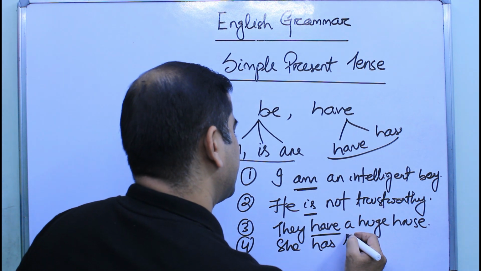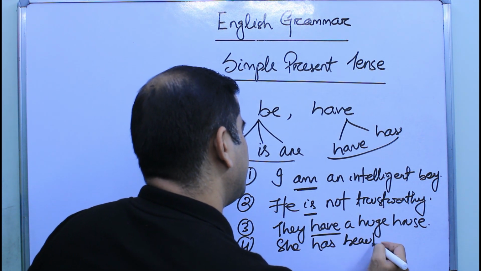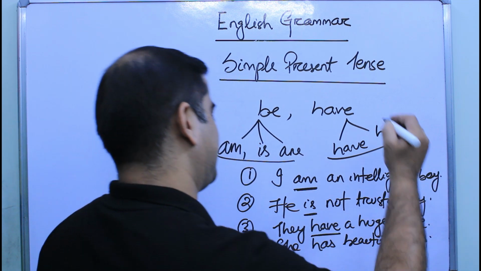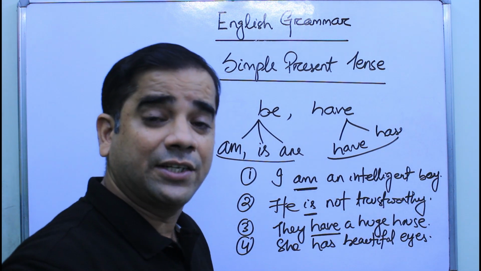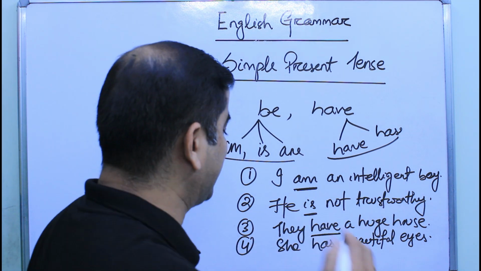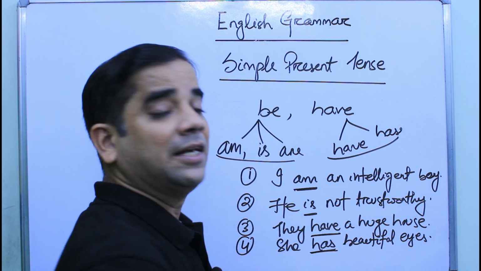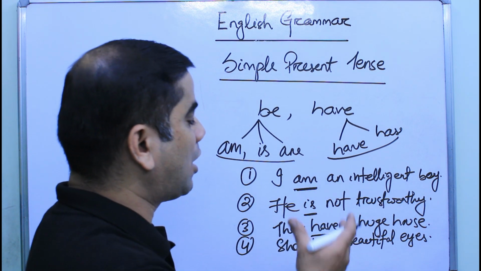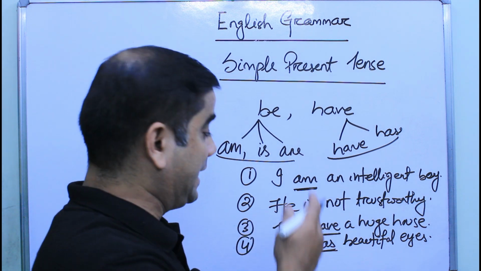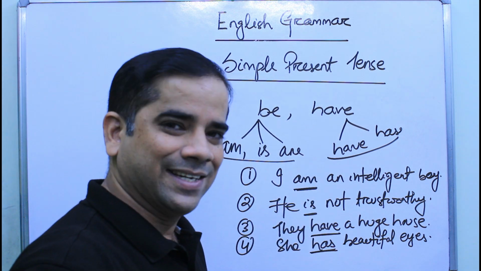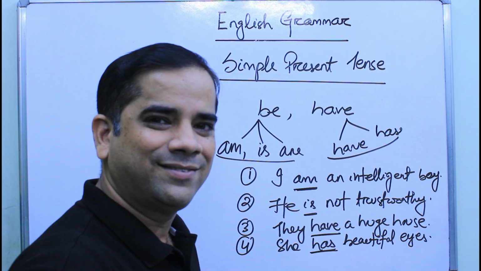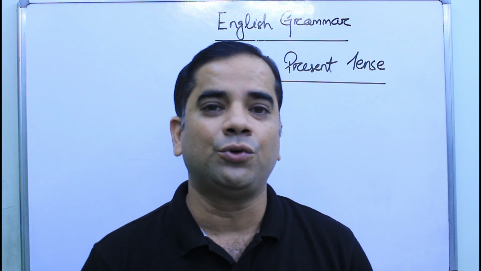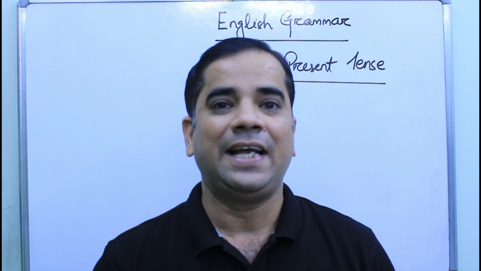She has beautiful eyes. She possesses beautiful eyes. So this "has" is an ordinary verb which is used to express the possession of beautiful eyes by her, and it is in its simple present tense. Okay? Hope you understand.